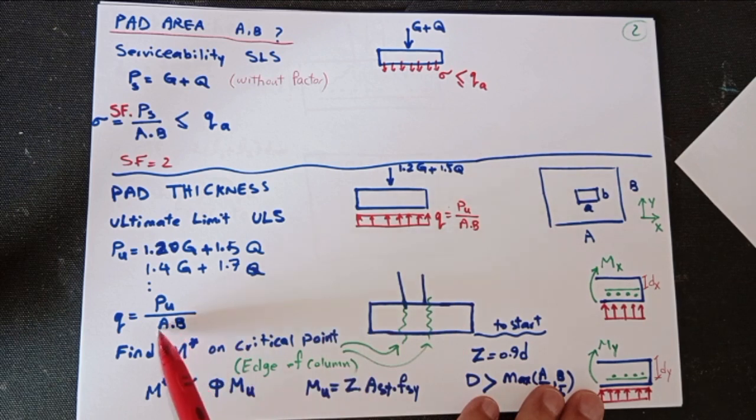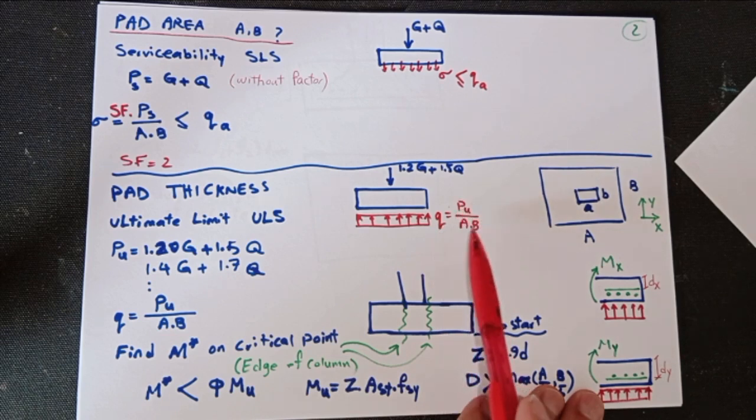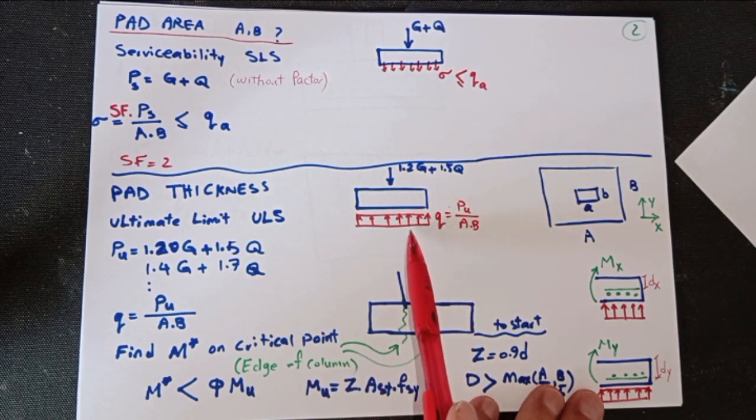And this PU value is applied on the pad. We already have the area, AB. It gives you the stress under the pad. Q is PU on AB, on the area of the pad. It gives you the distributed stress under the pad.